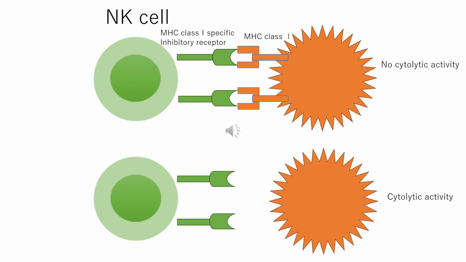Finally, about natural killer cells. MHC class I specific inhibitory receptors on the surface of natural killer cells recognize MHC class I molecules of cancer cells. However, unlike T cells, natural killer cells attack cells that do not have MHC class I molecules.